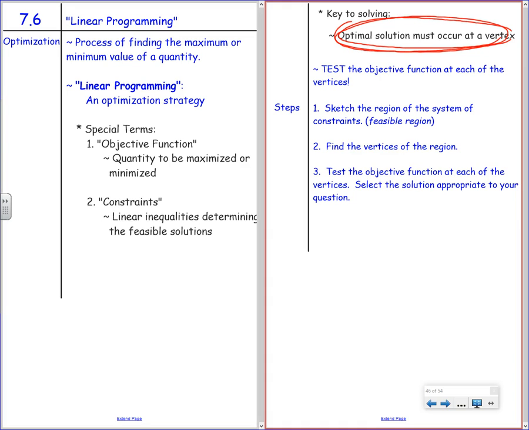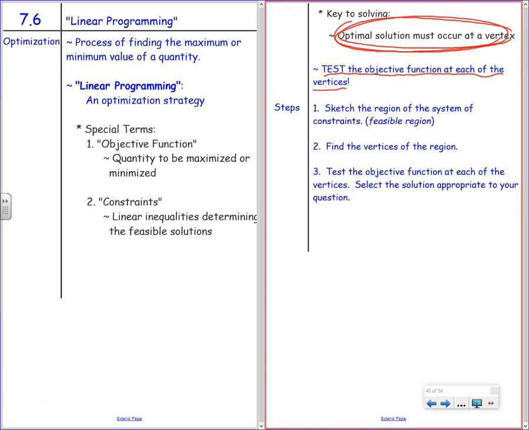So here's the long story short. If they want us to find the max or min, and we know the max or min is always going to happen at a vertex, we test the objective at each of the vertices. The highest wins as the max, the lowest wins as the min. So all we have to do is test the objective function, what we're trying to find the max or min of, at each of the vertices. And that's basically the entire section.